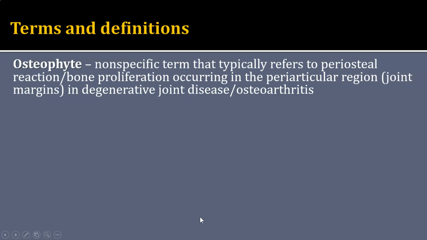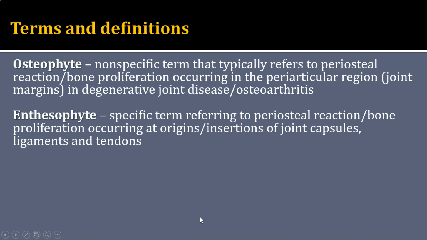I want to start with just some terms and definitions because we'll use those throughout the remainder of our presentations. The term osteophyte is a very nonspecific term that typically refers to periosteal reaction or bone proliferation that occurs in the periarticular region or around the joint margins, and we use that when we're talking about degenerative joint disease.